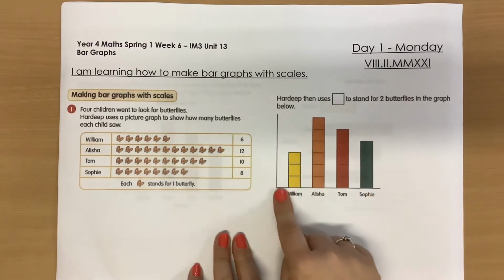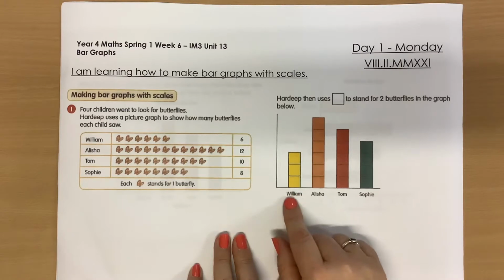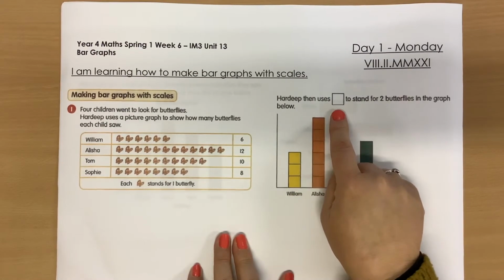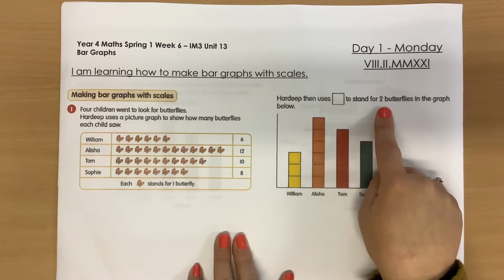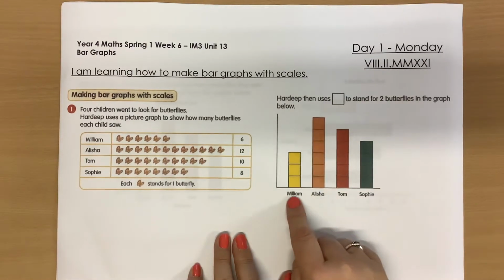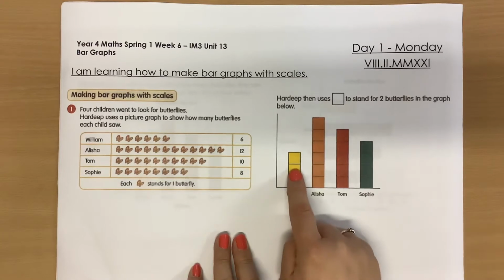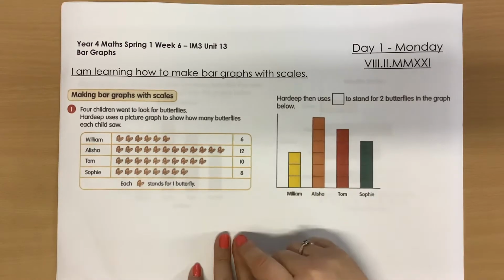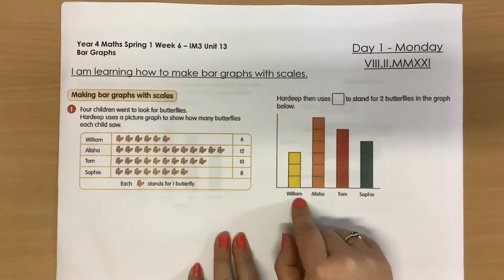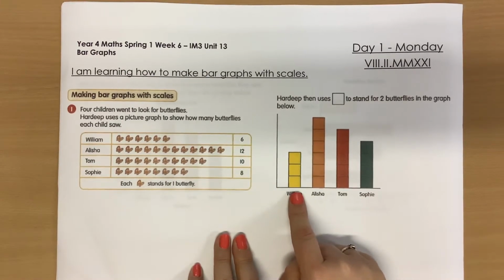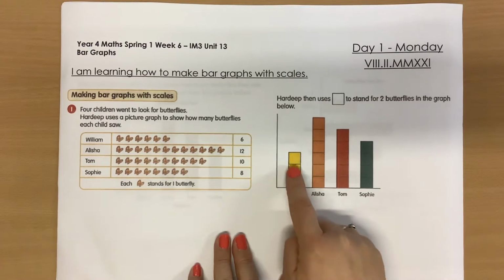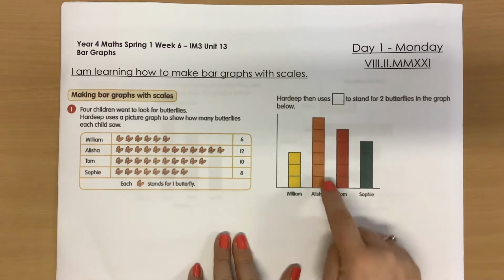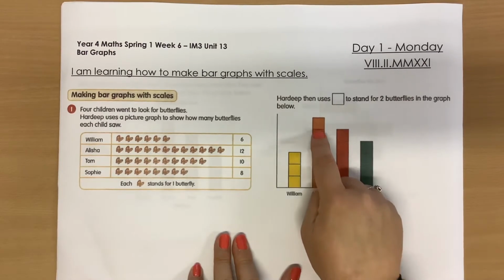So if we look at this bar graph here, Hardeep has written each of the children's names underneath and he has used 1 square to represent 2 butterflies in the graph. So I know that William has 3 squares, each of them represents 2, so 3 times 2 is 6. So I know from this graph, William saw 6 butterflies. 2, 4, 6. And I can read the rest of the graph in the same way, knowing that each of the squares represents 2 butterflies.